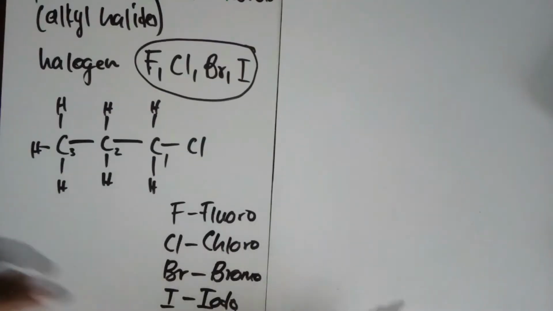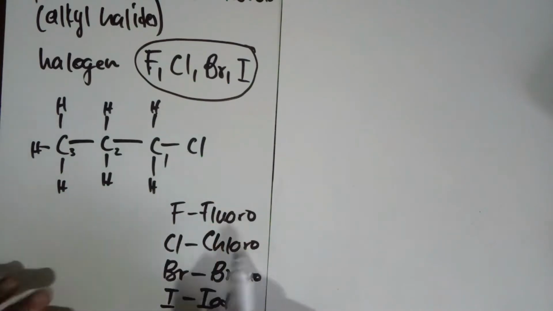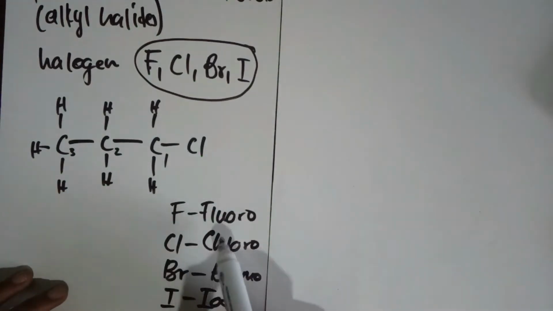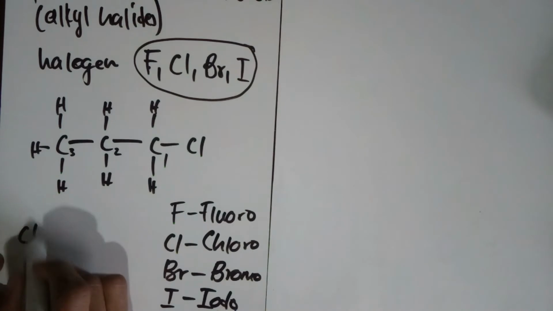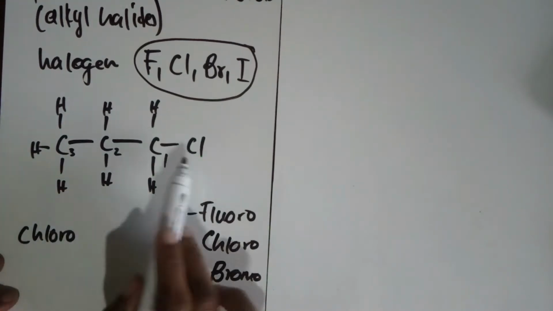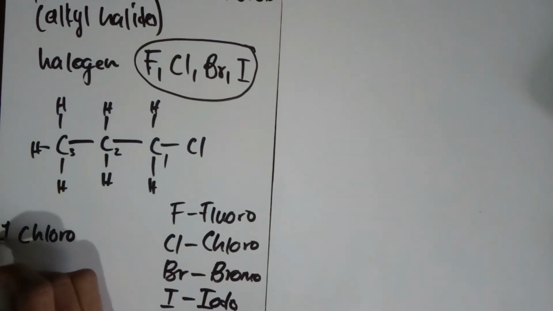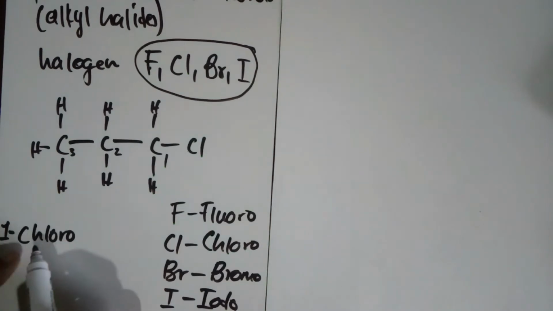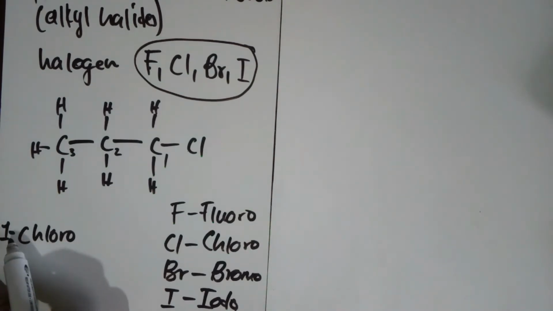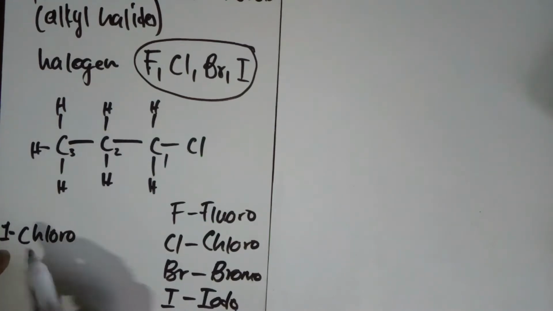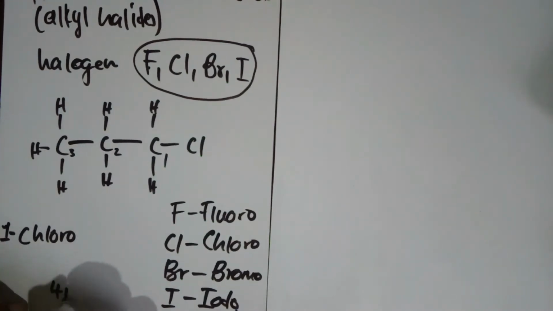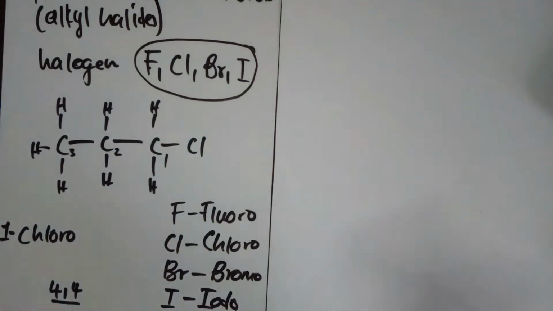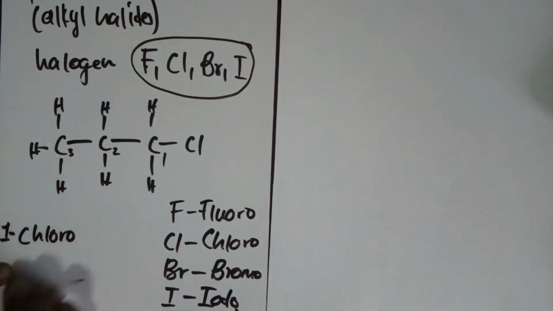Anyway, because our substituent in this case is chlorine, that means we would say chloro. And what's the position of that chlorine? It's 1. So we say 1 dash chloro. Between a letter and a number, you always include a dash. But if it's between numbers themselves, you include a comma. So that is some of the things to take note of.